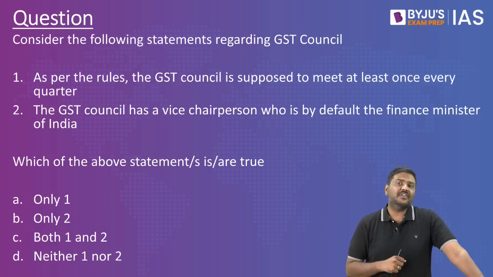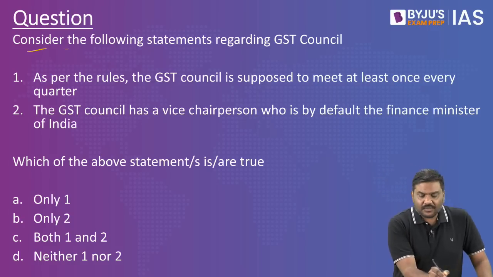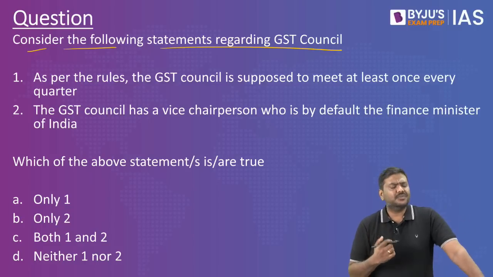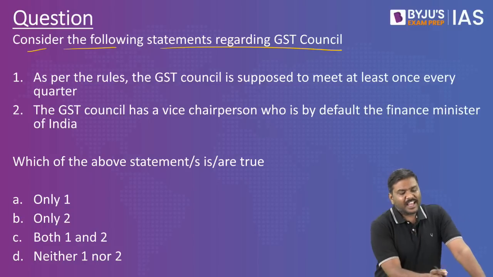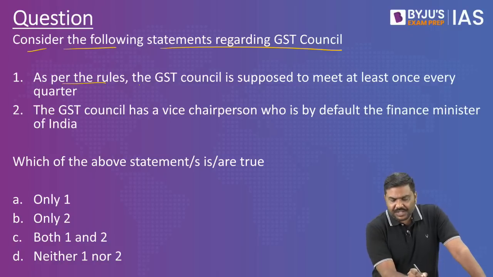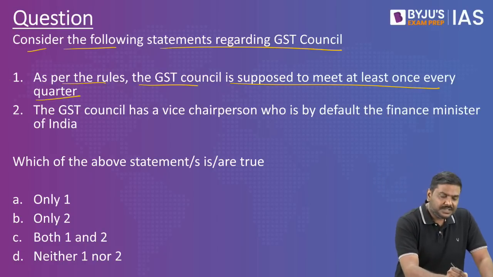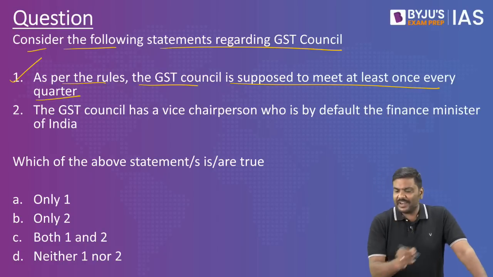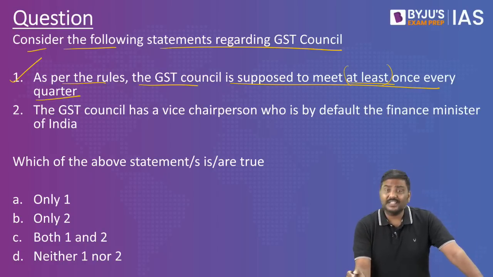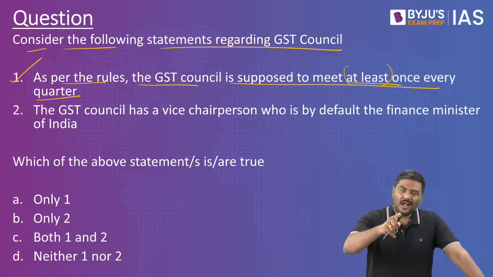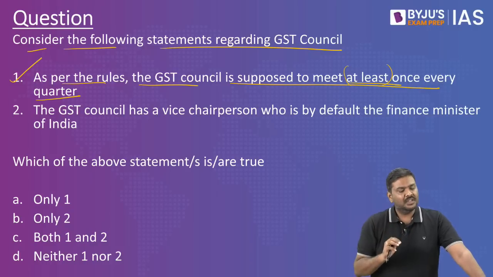Now, based on this, I've given an MCQ. Consider the following statements regarding the GST Council. 1. As per the rules, the GST Council is supposed to meet at least once every quarter. Statement 1 is correct. Please be very careful, underline the term 'at least once', because as per the rule, it is at least once, not exactly once.